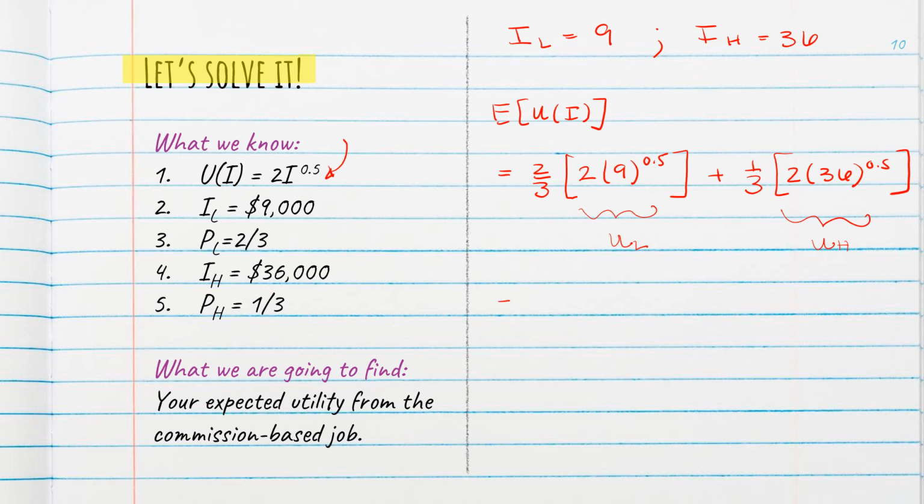So with a little bit of math, we get 2/3 times 2 times 3, plus 1/3 times 2 times 6. Well, 2/3 of 6 is 4, and 1/3 of 12 is also 4. So the expected utility in this question is 8.